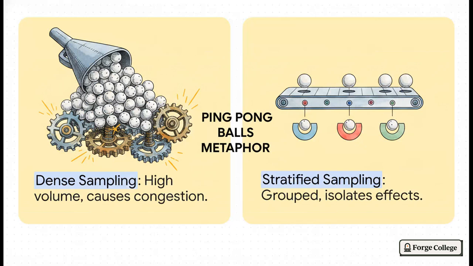During execution, you have to decide on a sampling strategy. The 2 main ones are dense sampling and stratified sampling. Dense sampling is kind of like throwing 100 ping pong balls at a target all at once.